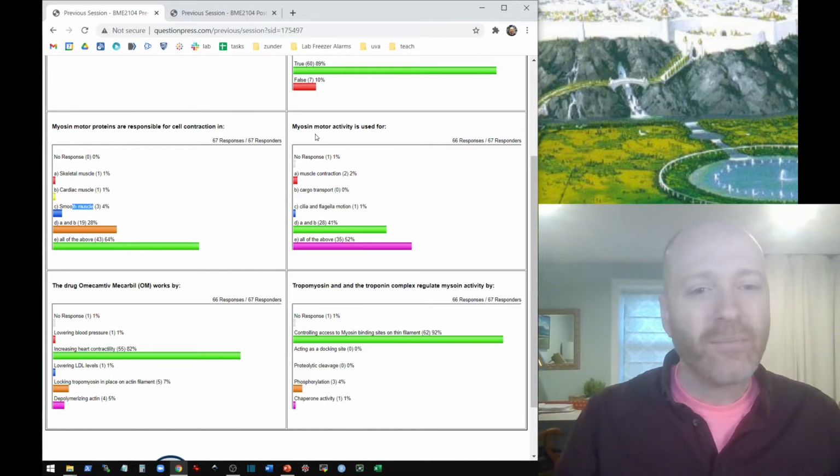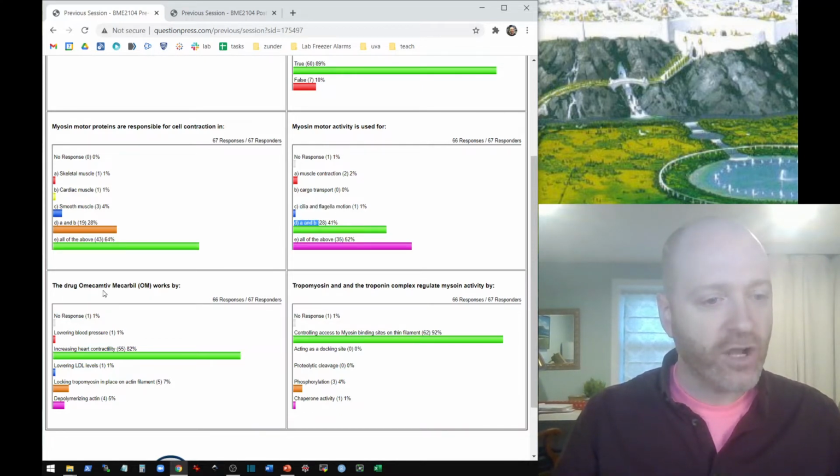Okay, myosin motor activity is used for muscle contraction and cargo transport. That's important to remember, but it's not used for cilia and flagella motion. Remember, this is the axonemal dynein with microtubules in the cilia and flagella. So the correct answer here is A and B.